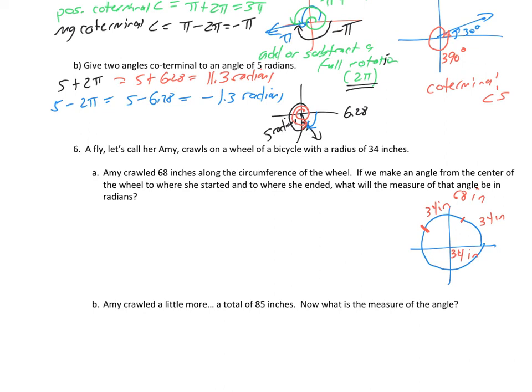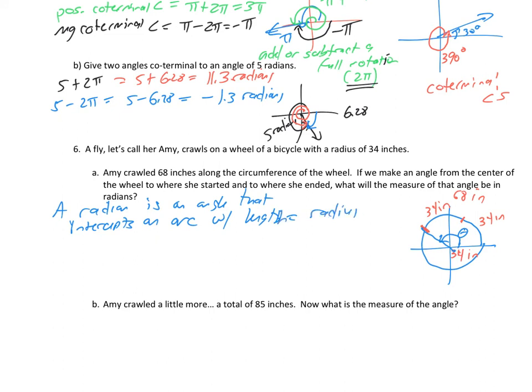And we want to know the measure of the angle in radians. So we want to know this angle, this theta in radians. To solve this problem, we have to think about the definition of a radian. So remember, a radian is an angle that intercepts an arc with length equal to the radius. So Amy has actually crawled an arc length equal to 2 radii, right? So this angle theta is going to be 2 radians because the arc length that she's traveled is 2 times the radius.